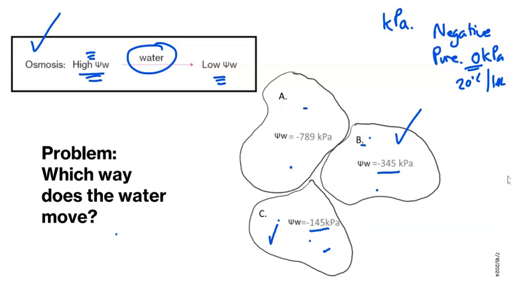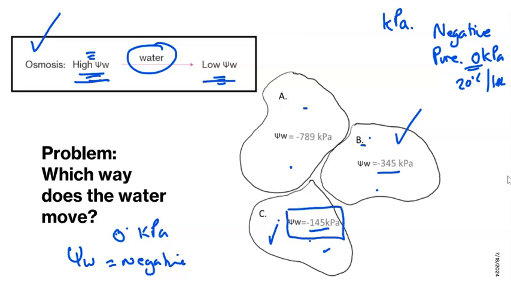So if we have pure water at 0 kilopascals, when we dissolve things into that water, the kinetic energy will be reduced and the pressure will reduce, and so our measures of psi W will be negative. So the rule is that the water moves from a high water potential to a low water potential. So minus 145 is higher than minus 345, and so we can predict that the water is going to move from cell C to cell B.